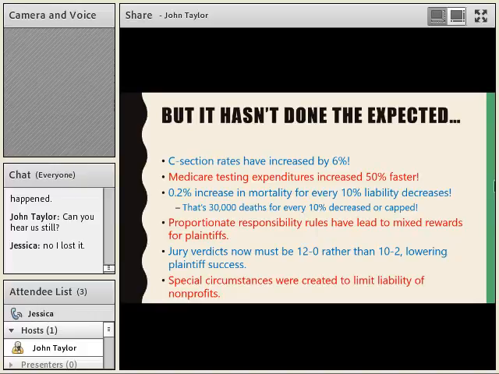Here are some of the changes that happened. C-section rates increased. Medicare testing expenditures increased twice as fast. There was a 0.2% increase in mortality, so that was 30,000 deaths for every 10% decreased or capped. Proportionate responsibility rules led to mixed rewards for plaintiffs, which became kind of a big issue. Jury verdicts now had to be unanimous, and so that lowered plaintiff success. And then special circumstances were created to limit the liability for nonprofits.